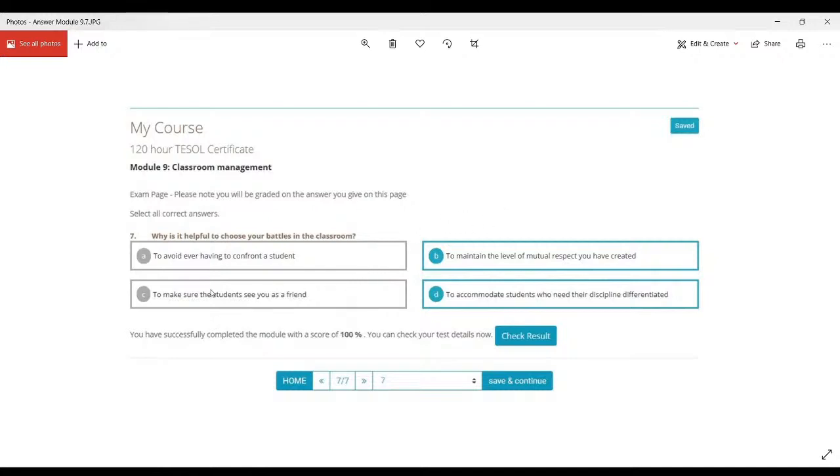Number 7, why is it helpful to choose your battles in the classroom? Okay, letter B, to maintain the level of mutual respect you have created. And letter D, to accommodate students who need their discipline differentiated. Remember what was said earlier, that fair and equal are two different words, with two different meanings. You can go back to that, I can't explain it now. Save and continue!